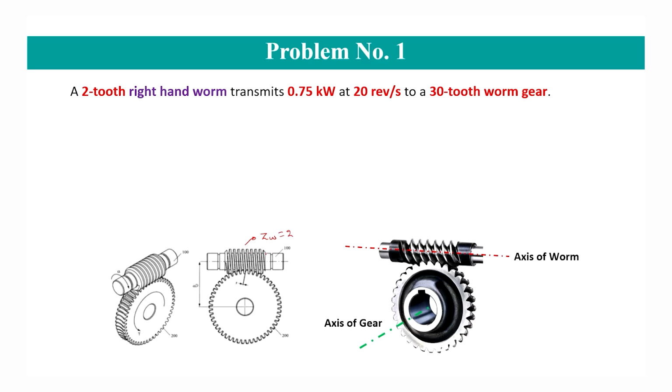Right hand worm: similar to the screw, the worm will be right hand or left hand. Usually it is right hand. Similar to the nut and bolt analogy, we will know with the rotation of this worm what would be the rotation of the gear, knowing whether the thread on the worm is right hand or left hand. Now, the worm is rotating at 20 revolutions per second to a 30 tooth worm gear. It means the number of teeth on the gear Zg is equal to 30.